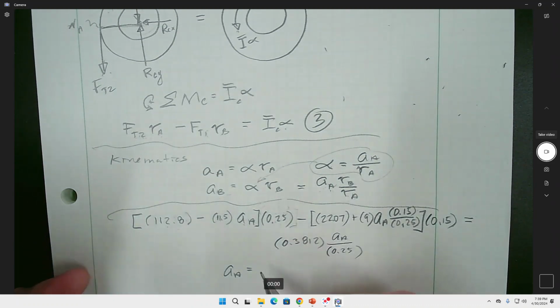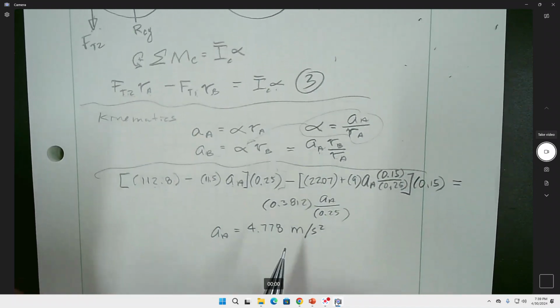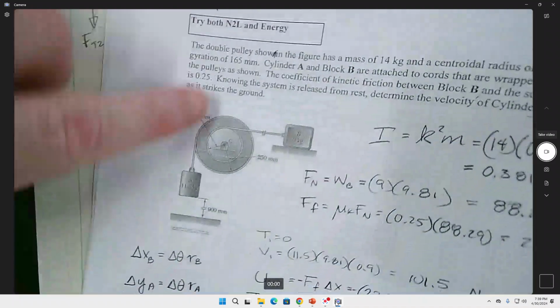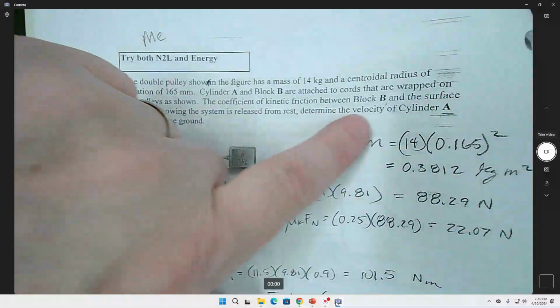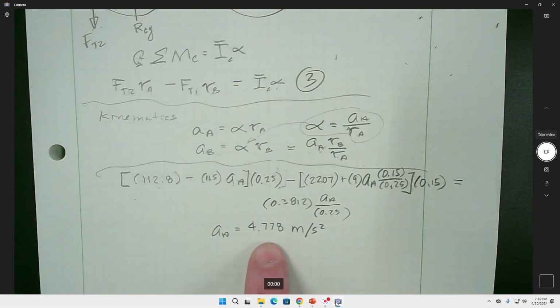So, we got a 4.778. Boy, I hope I got it right. Crossing my fingers. Now, though, the original question, you'll recall, is: determine the velocity of the cylinder when it strikes the ground. So it's moved 900 millimeters, and I'm saying that it's got an acceleration of 4.778.